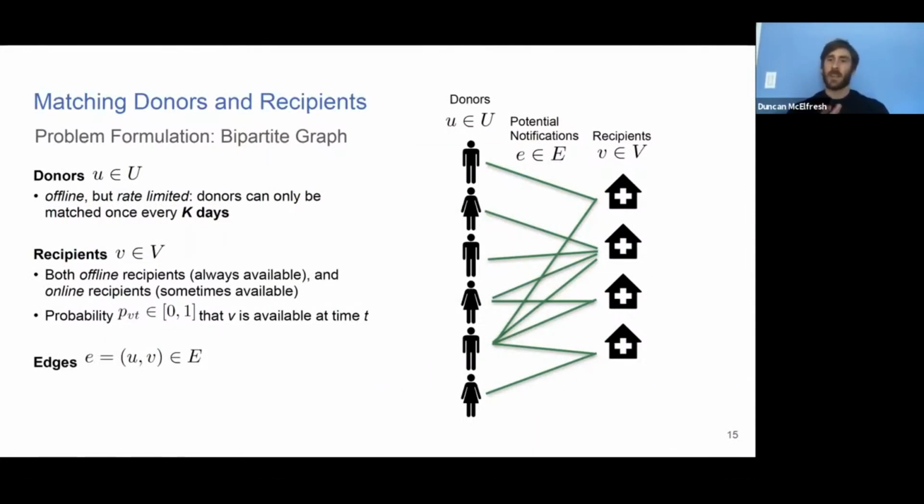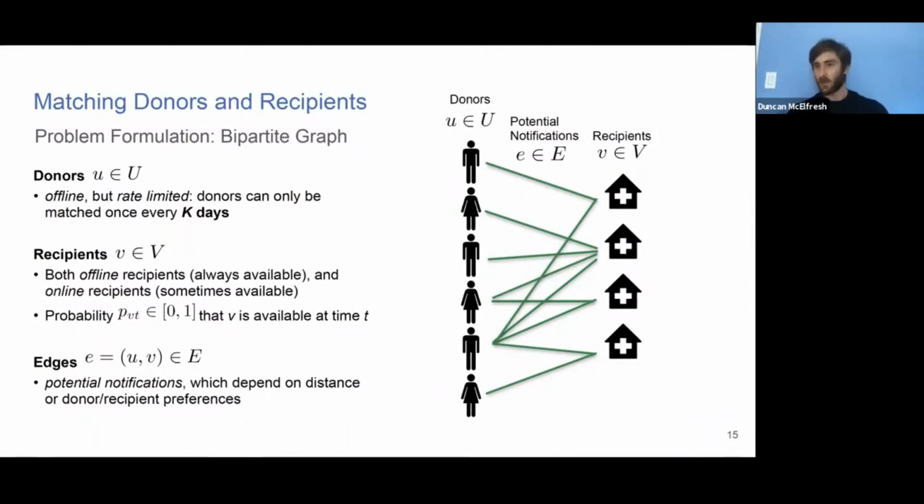Now the edges that connect our donors and recipients, those are going to represent potential notifications that we can send. And we might add, for example, a cutoff: we might only want to notify donors who are within 15 kilometers or 10 kilometers of a recipient. And these edges are going to be weighted, where those weights represent the likelihood that the donor will take action.